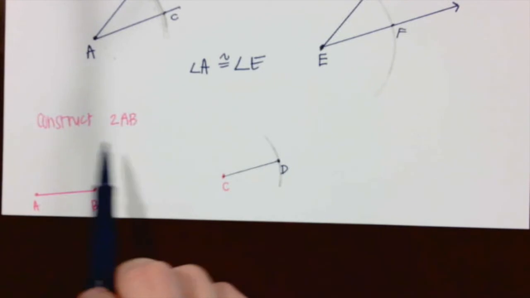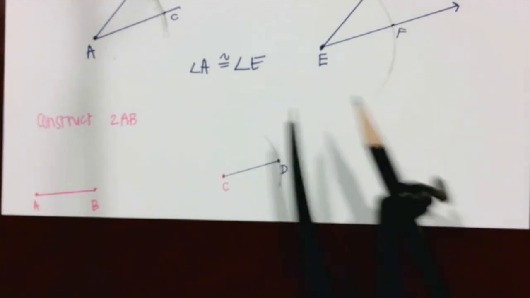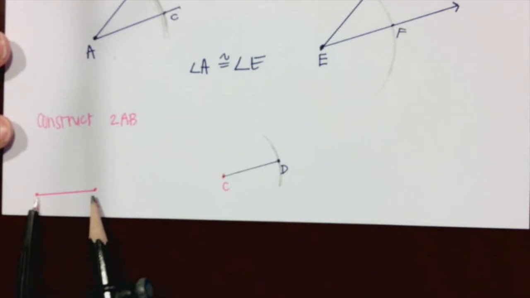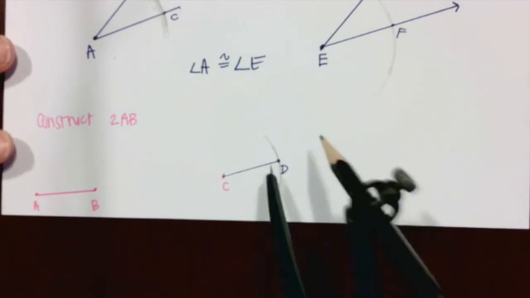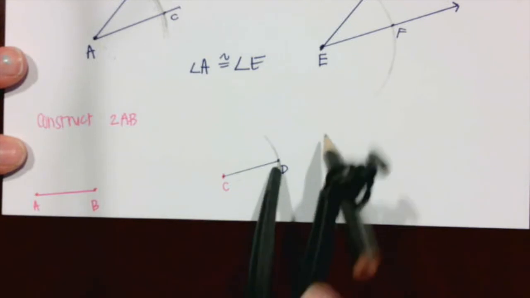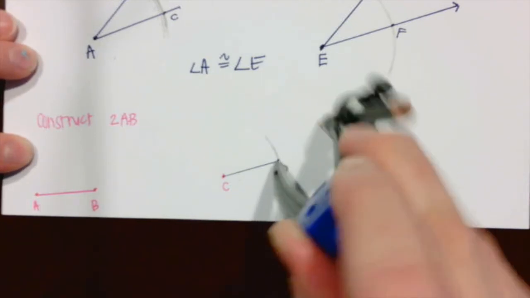But I was asked to do a construction of 2AB, so twice the size of AB. So I'm going to take this compass. I haven't changed the size of it. If I had changed the size, I could just go back here and measure it out again. I'm going to take my compass and put the sharp point on D, and then once again draw another arc.